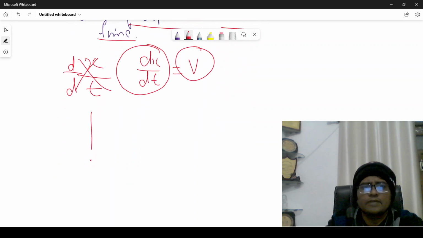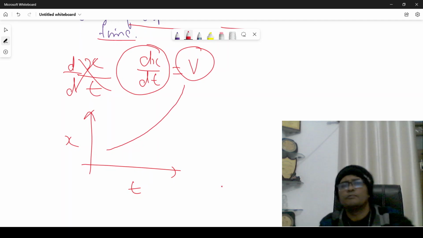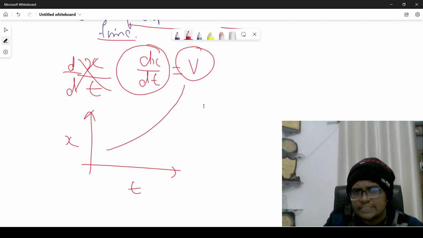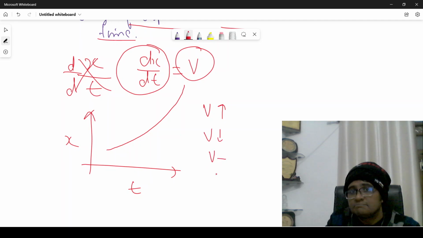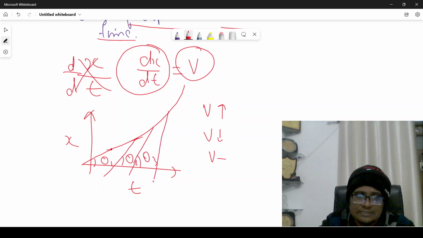Suppose if we draw a graph like this, x and t. Okay, like this. What do you say from this graph? Is my velocity increasing, decreasing, or is it constant? See, whatever value of the time was here, t, we will draw the tangent, theta 1. We will draw the tangent out here, theta 2. We will draw the tangent out here, theta 3. We will draw the tangent out here, theta 4.